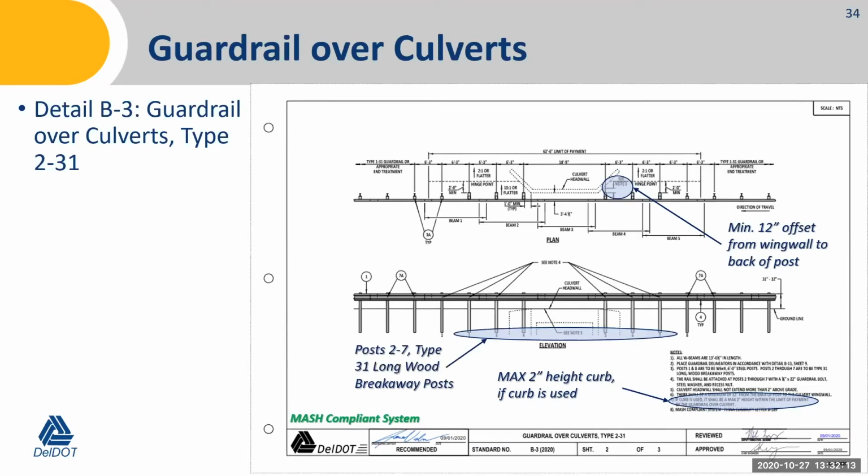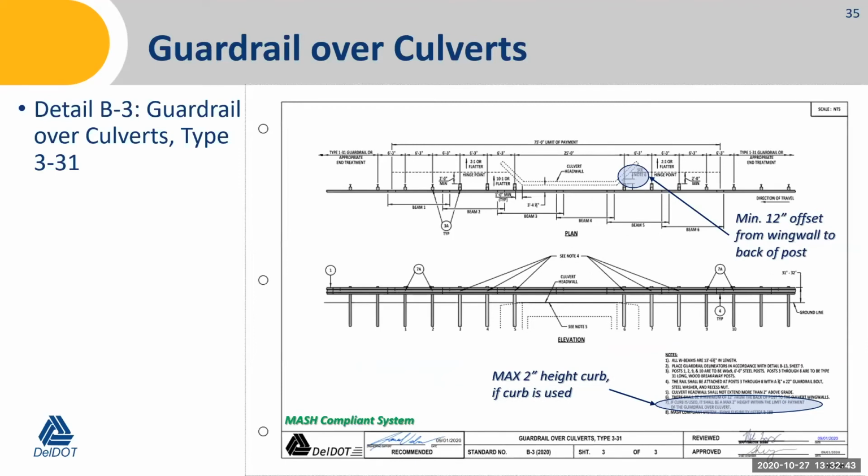231, same changes here, except one additional change. There was a discrepancy with the posts, the wood posts within the limits of the guardrail over culvert. So it was clarified that posts 2 through 7, as shown in the detail here, are to be the type 31 long wood breakaway posts. Post 1 and post 8, which are the outside posts there, are to be the regular standard steel posts that we use on other guardrail systems.